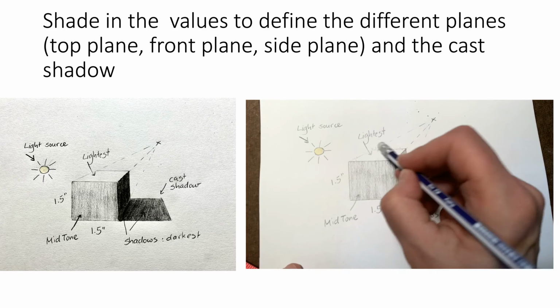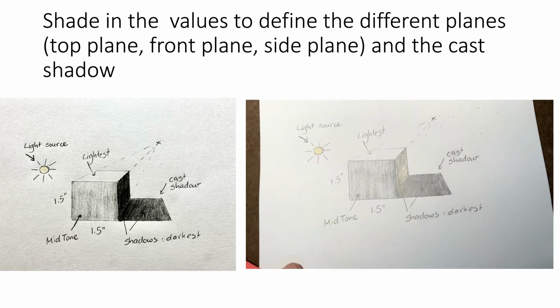Lastly, I'm using my eraser to lighten the dark outlines of my lighter sides. In a true value study, edges are created by shading up to the edges rather than outlining them. These lines are called implied lines.